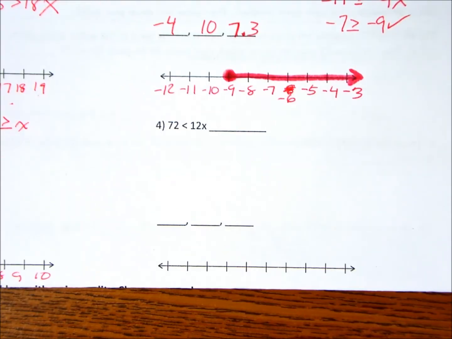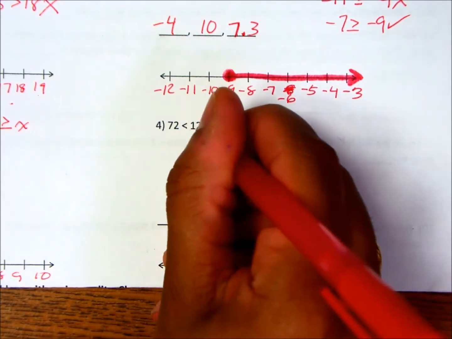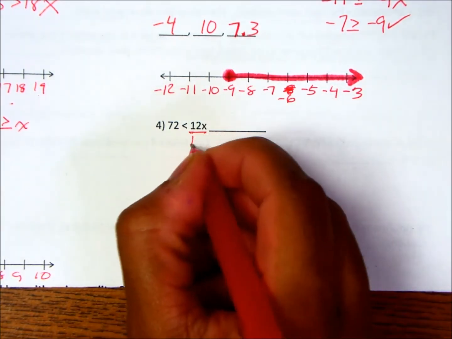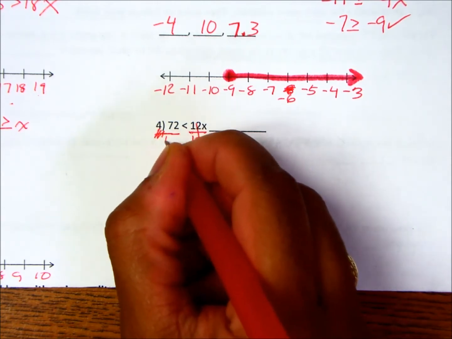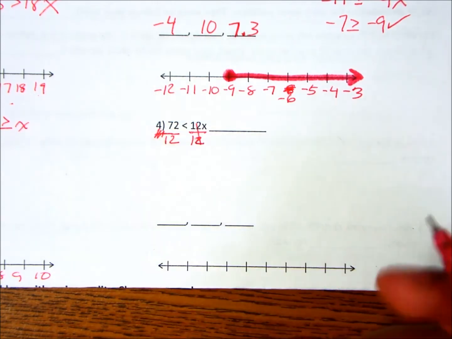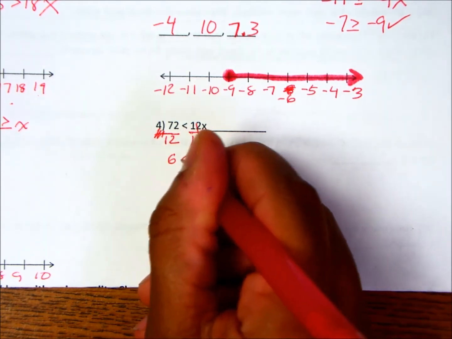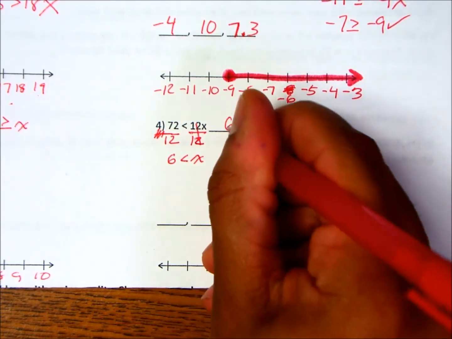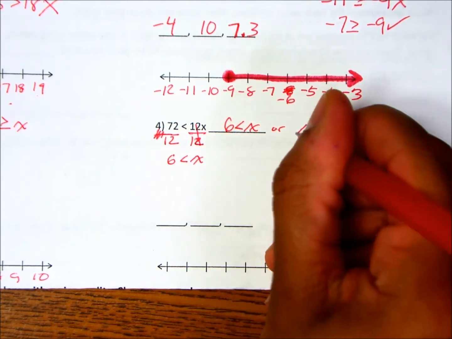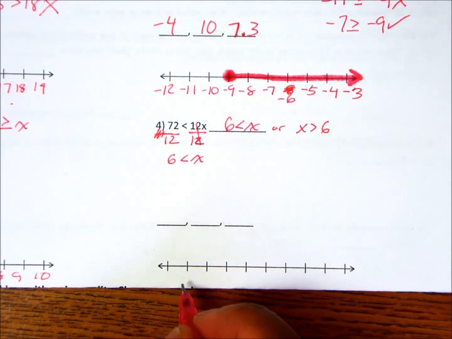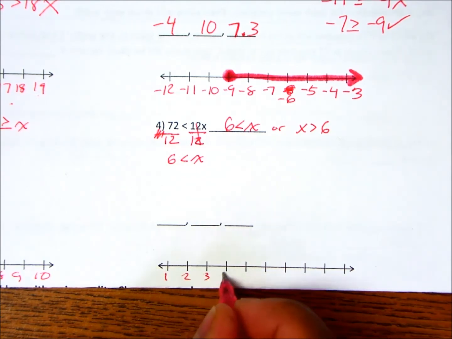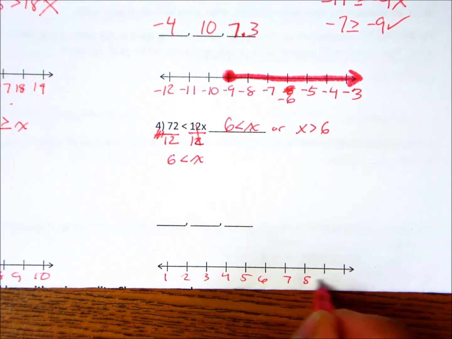The next one, 72 is less than 12x. Inverse operation, remember you want x by itself, divided by 12. Sorry. 72 divided by 12 is going to get you 6 is less than x. Or if you said x is greater than 6, same thing. Let's do our number line.